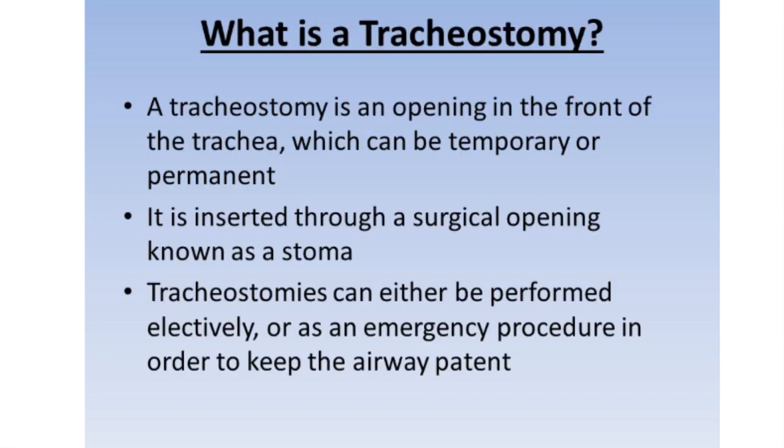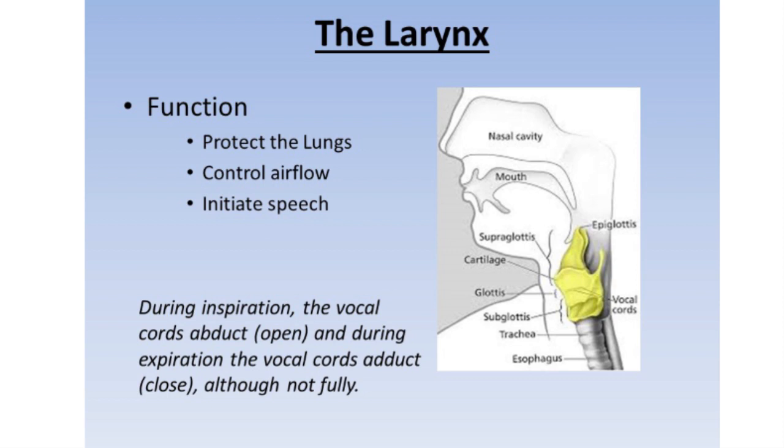Okay, so tracheostomies. So a tracheostomy is an opening in the front of the trachea which can be temporary or permanent. It is inserted through a surgical opening known as a stoma. Tracheostomies can either be performed electively or as an emergency procedure in order to keep the airway patent. The larynx. The function of the larynx is to protect the lungs, control airflow and initiate speech. During inspiration the vocal cords abduct, and during expiration the vocal cords adduct, although not fully.